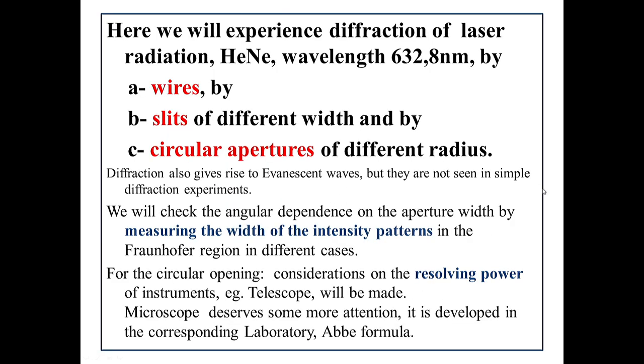We will experience diffraction of radiation from a helium-neon laser, wavelength 632 or 633 nanometers, if you want a round number, by wires of different dimension, slits of different width, and by circular apertures of different radius. Diffraction gives rise to evanescent waves also, but the experiment on evanescent waves will be made in a different way.